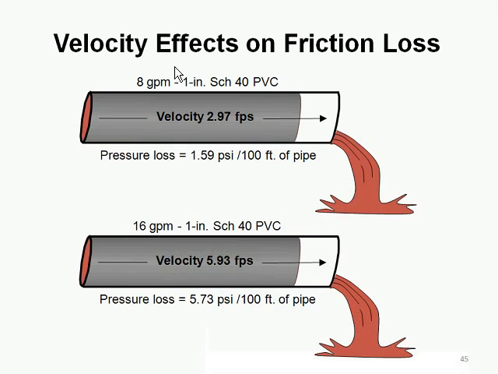Some of the consideration factors for pipe design: the velocity of the water moving in the pipe affects friction loss. In this example, we've got a velocity of basically 3 feet per second, and the pressure loss over 100 feet is 1.6 psi. Same size pipe with more velocity. Now you're going almost 6 feet per second, and the same 100 feet has more than double the loss. So velocity has an impact.